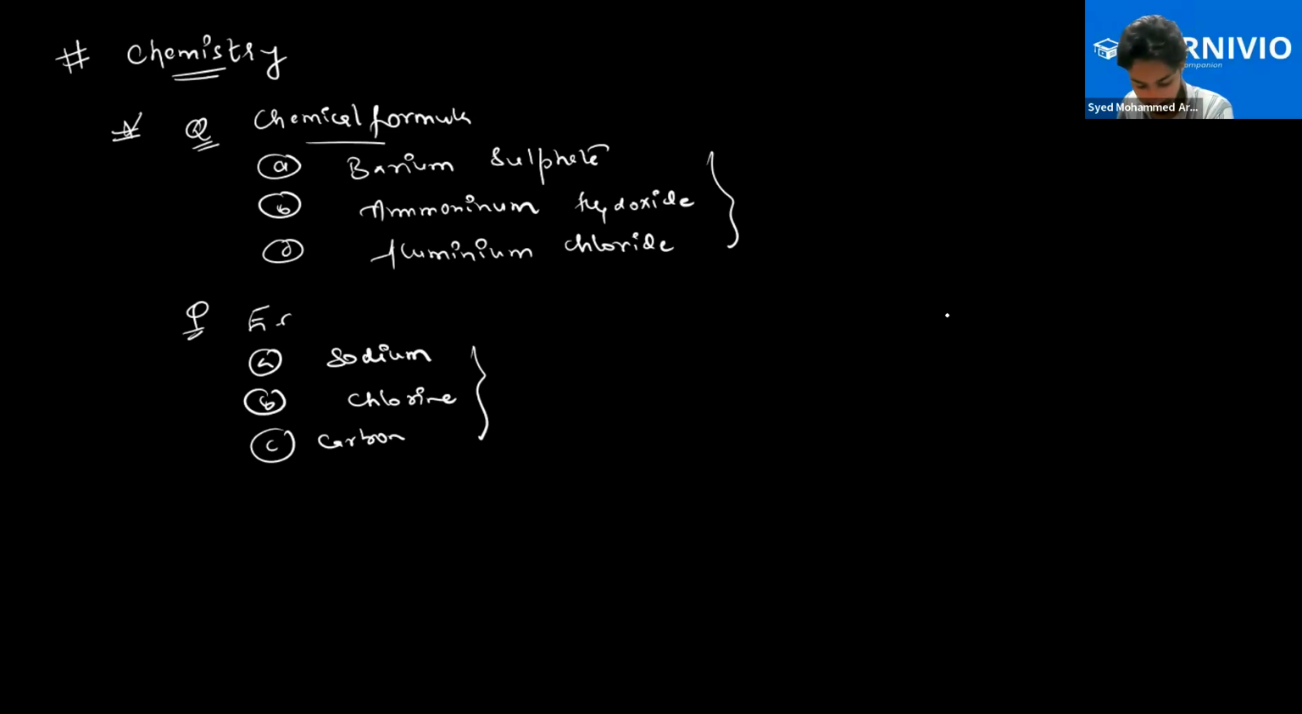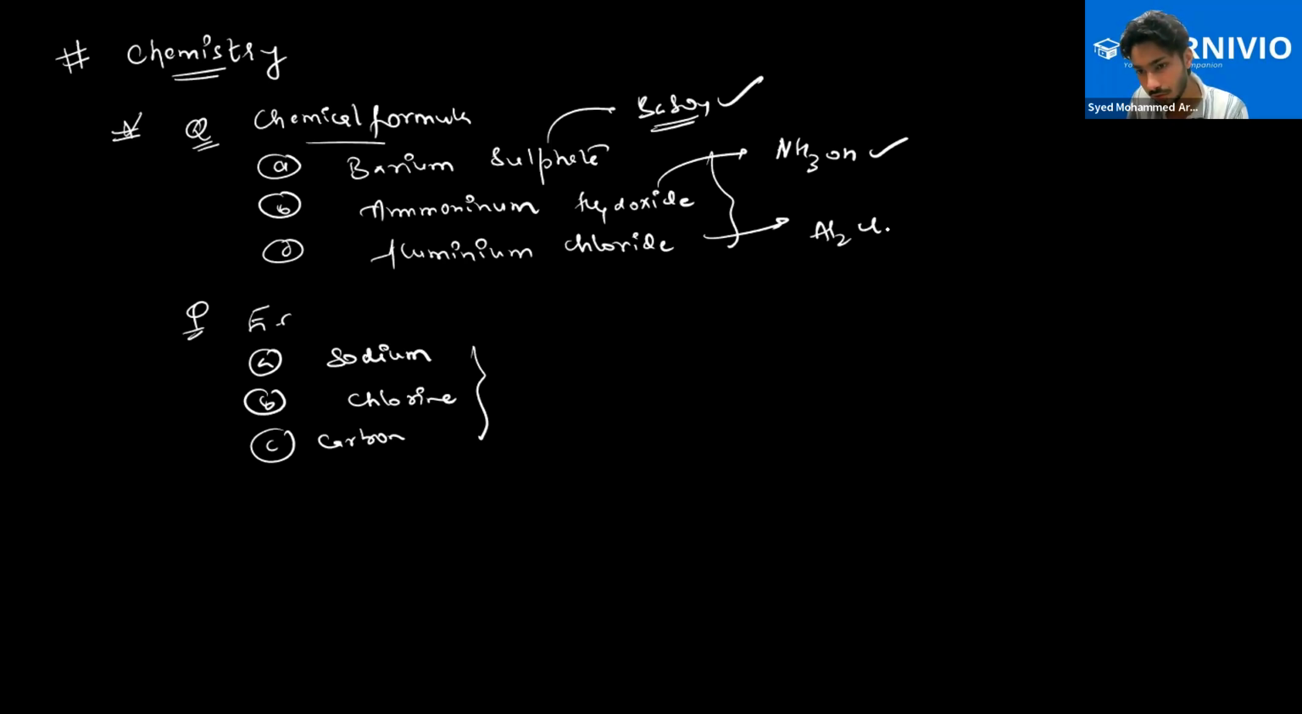The first one is BaSO4. Barium sulfate is BaSO4, true. Correct. I think the second one is NH3OH. NH3OH, OH, true. And Al2Cl3.